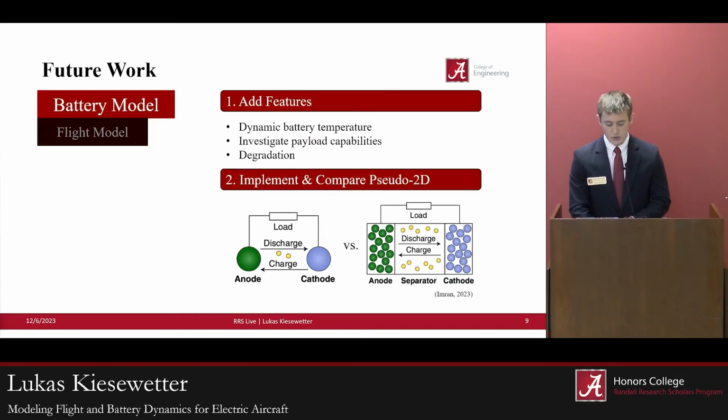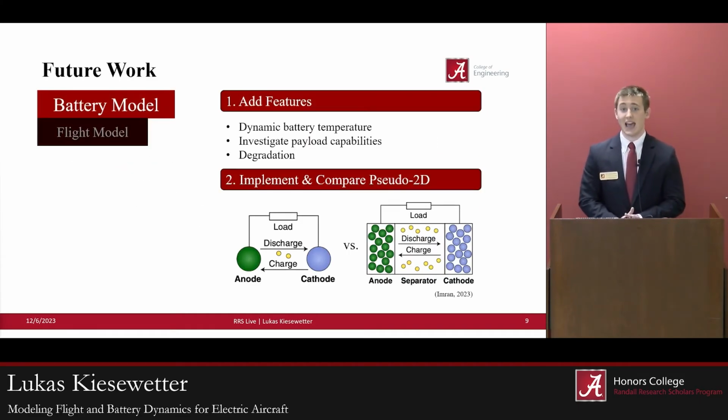So moving on to some future directions, one of the first things we want to do is add dynamic temperature. Currently we have it that the temperature of the battery will stay constant and not change with time. Secondly, we want to investigate payload capabilities. So essentially, if we add more batteries to the plane, it'll give you more power, but it comes at extra weight. So what's the trade-off there? Thirdly, we want to look at degradation. So how does the battery get worse over time? And then the second main thing we want to do is replace the single particle model with a pseudo two-dimensional model to see how detailed of a battery model we need to get the same level of accuracy.